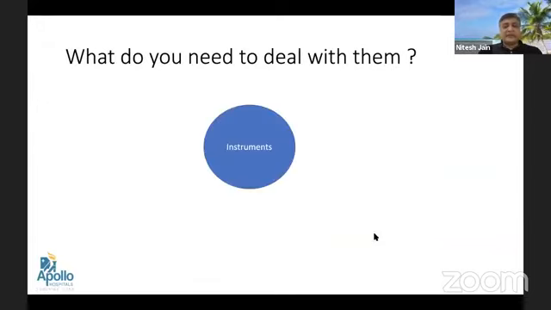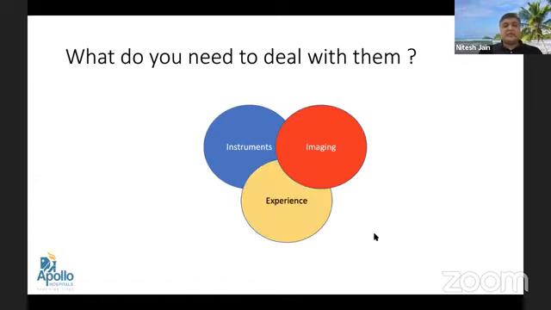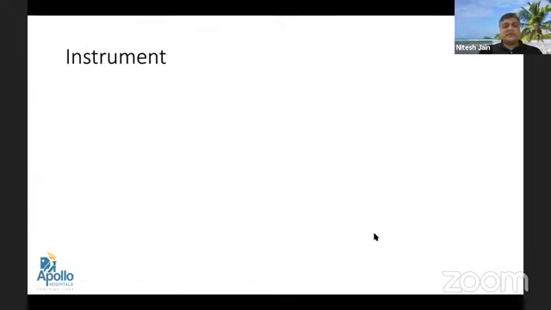So how to deal with them? Basically, we need three things: a good instrument set, or a good armamentarium in our bucket, good imaging to know how the tumor is in relation to various structures and its vasculature, and a good experienced team. Coming to each of them.